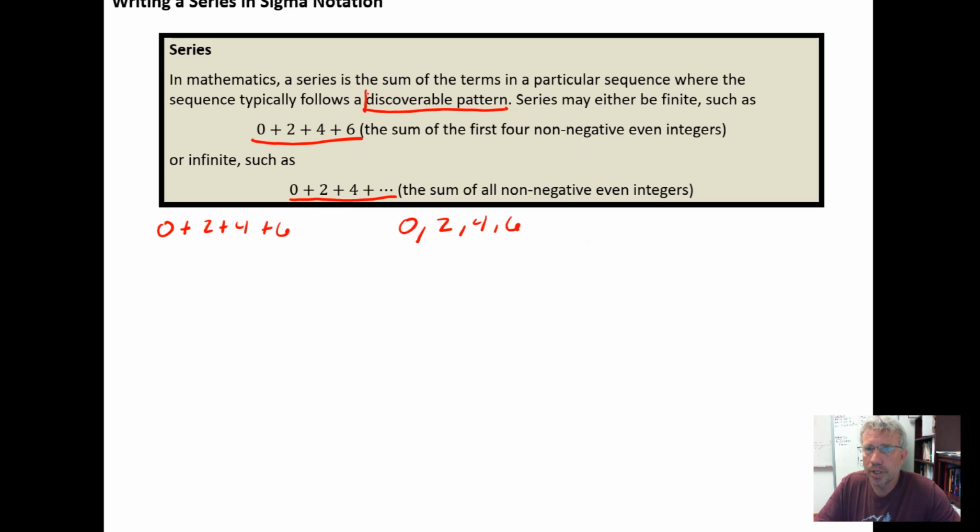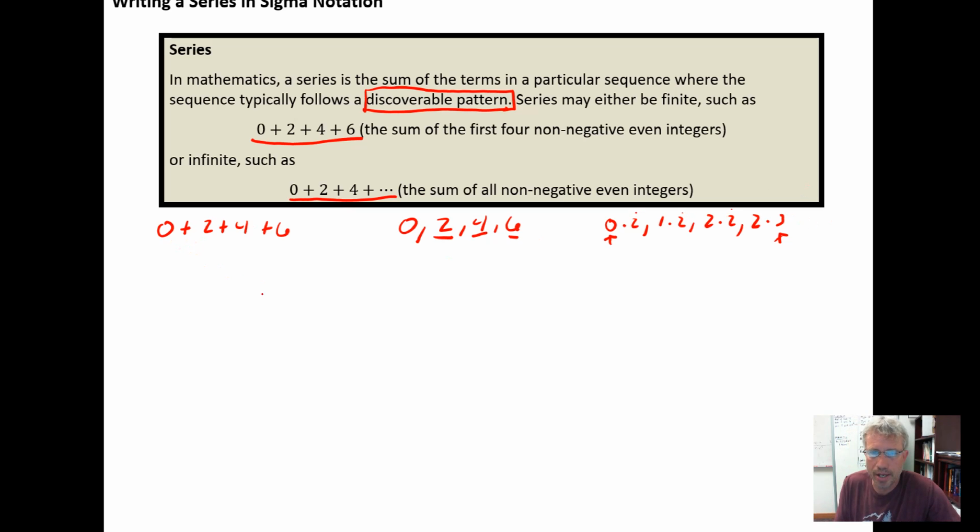And typically when we're given a series or a sequence, there's going to be some discoverable pattern that the sequence or series is following. So in this case, what I want to recognize is that 0 is the same as 0 times 2. 2 is the same as 1 times 2. 4 is the same as 2 times 2. And 6 is the same as 3 times 2. So there's a pattern where we start with a lower index and an upper index, and we multiply 2 by the incrementing index value.